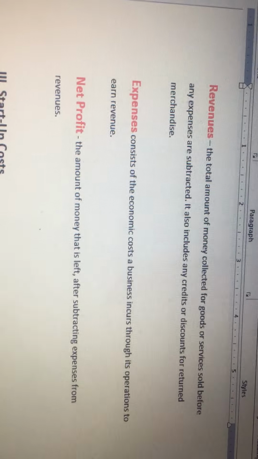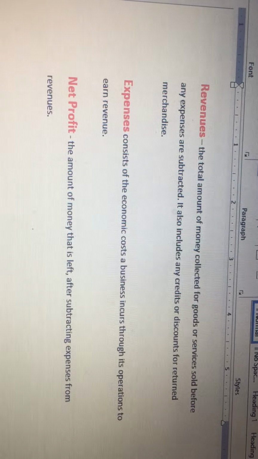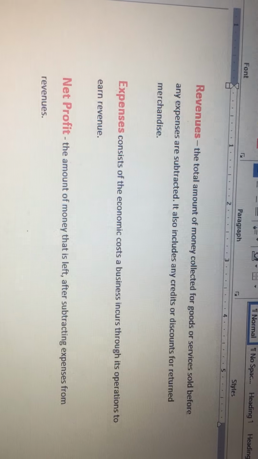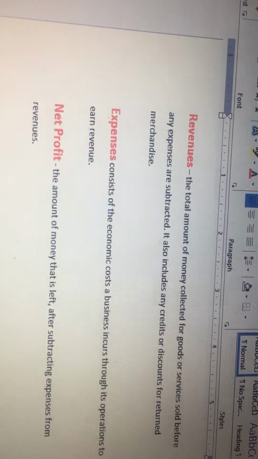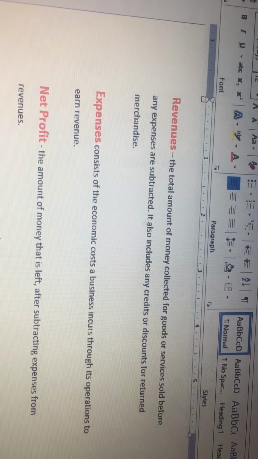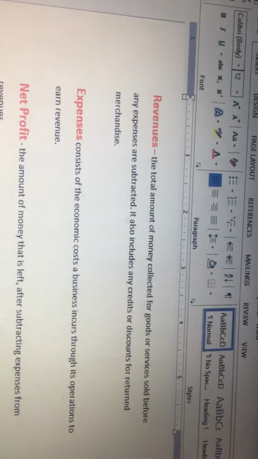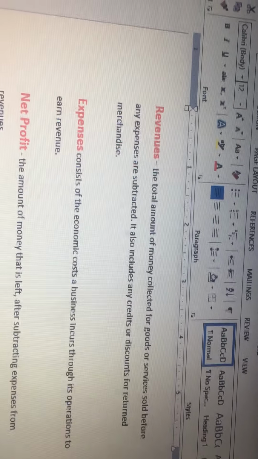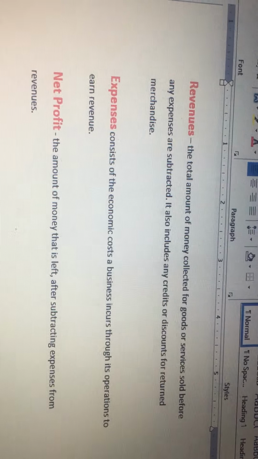All right, so a net profit is the amount of money that is left after subtracting expenses from revenues. So basically, it's just all the money you're taking in revenues, subtracting all the money that you're paying out in expenses, and that's your net profit.